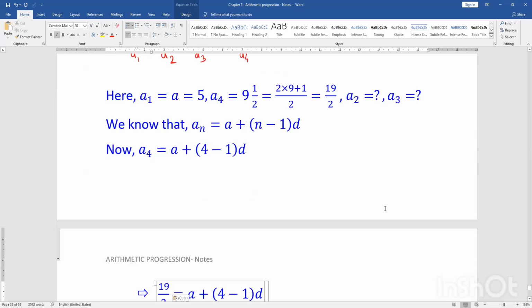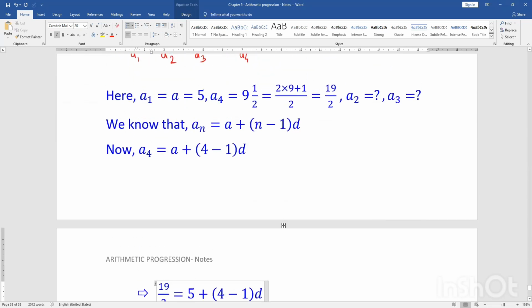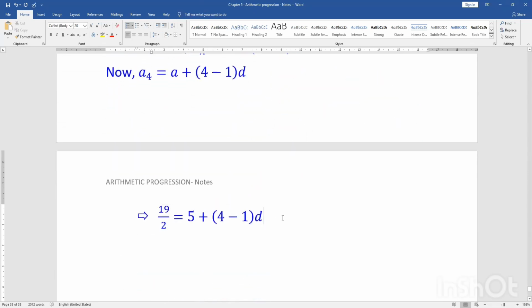A4 is 19 by 2 equals, what is a value? A value is 5. Plus 4 minus 1, into d. D value we need to find out. I'm going to write it as it is. The next step, 4 minus 1 becomes 3. And now if I shift this 5 to the left hand side, it becomes 19 by 2 minus 5 equals 3d.